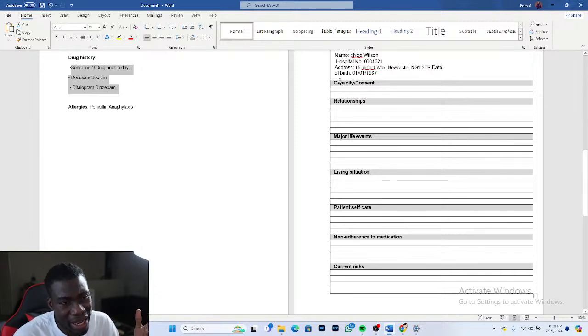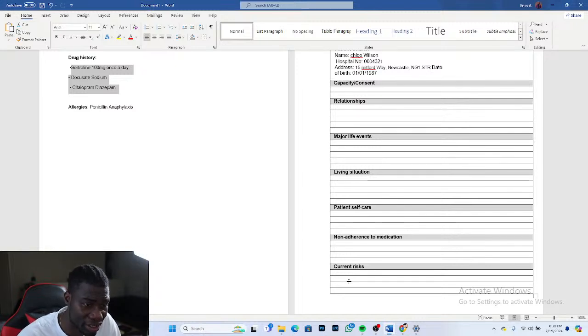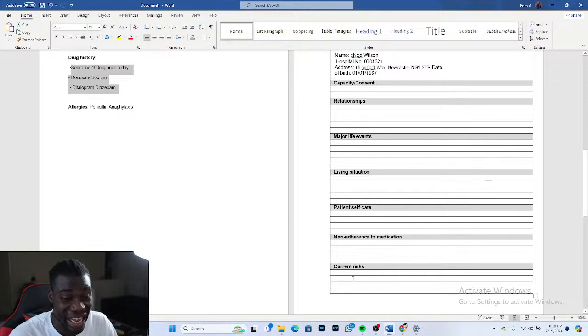Then, at the end of this, you realize that it started right from major life events, then it went back to relationship, then it came back to non-adherence. At this point, you know that you are at the current risks. So by the time you get to the current risks, there should be some answers that have already given you some current risks that are persistent. For example, if the patient is not taking her medications and has stopped taking the medications all of a sudden, there is a non-adherence or non-concordance to medication, which is a risk here. If the patient is not taking their medication, it can make a patient relapse.